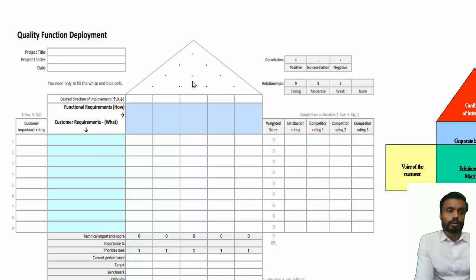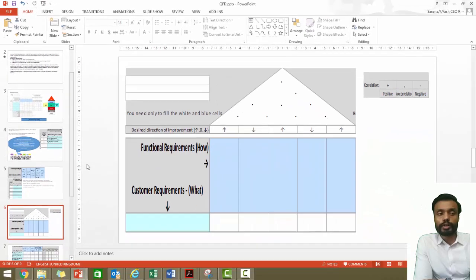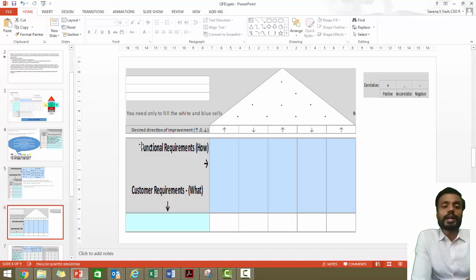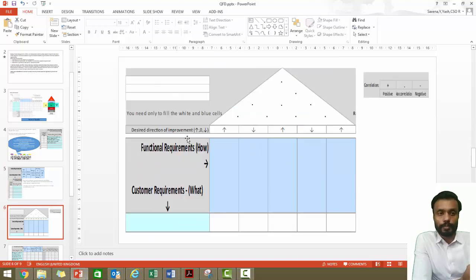Before moving to conflict of interest, you need to fill in the desired direction of improvement. So this would say, what would happen if you add more antennas in remote areas, would more be better, or less, or none? Depending upon these, you put in the arrows. Over here you see certain arrows: up, down, or 0. If up, it says more antennas in the area would be better, so you put it as an up.